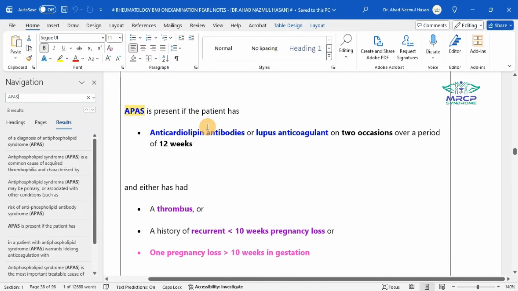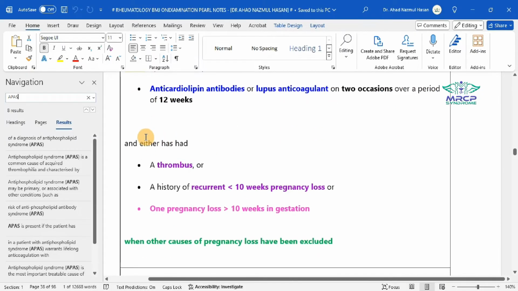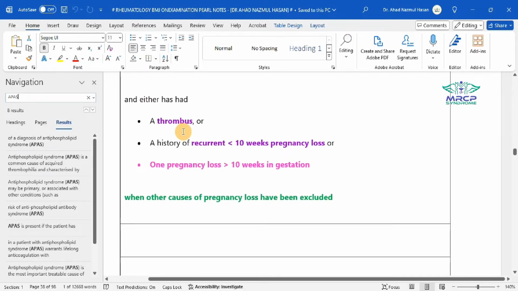So regarding the diagnostic criteria, APS is present if the patient has anticardiolipin antibody or lupus anticoagulant on 2 occasions over a period of 12 weeks, and either has a thrombus or a history of recurrent miscarriage before 10 weeks of pregnancy, or a single pregnancy loss after 10 weeks of gestation when other causes of pregnancy loss have been excluded.